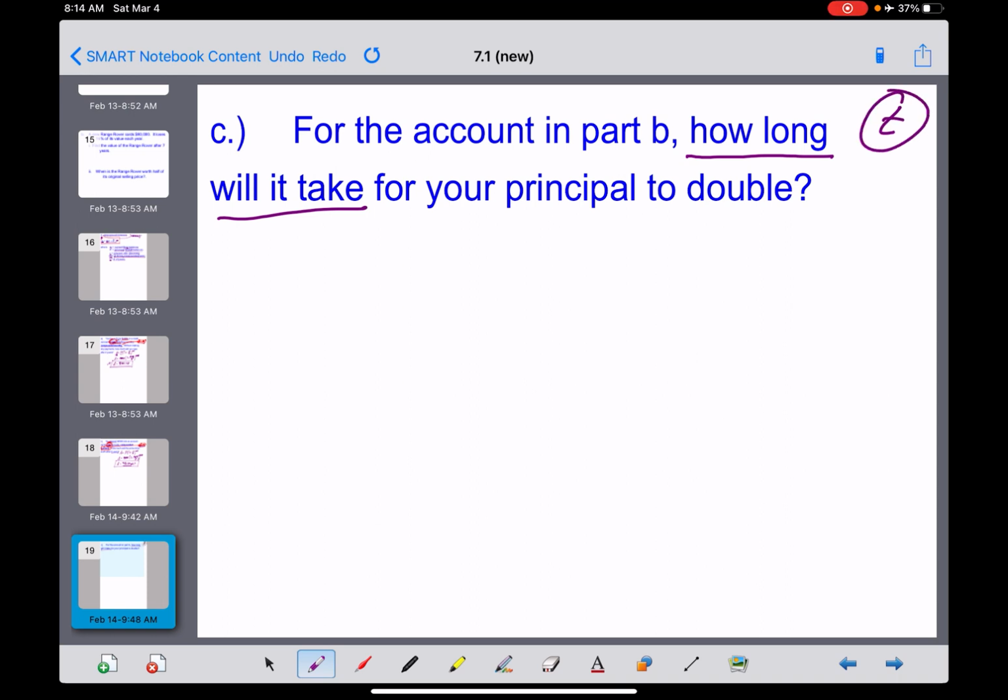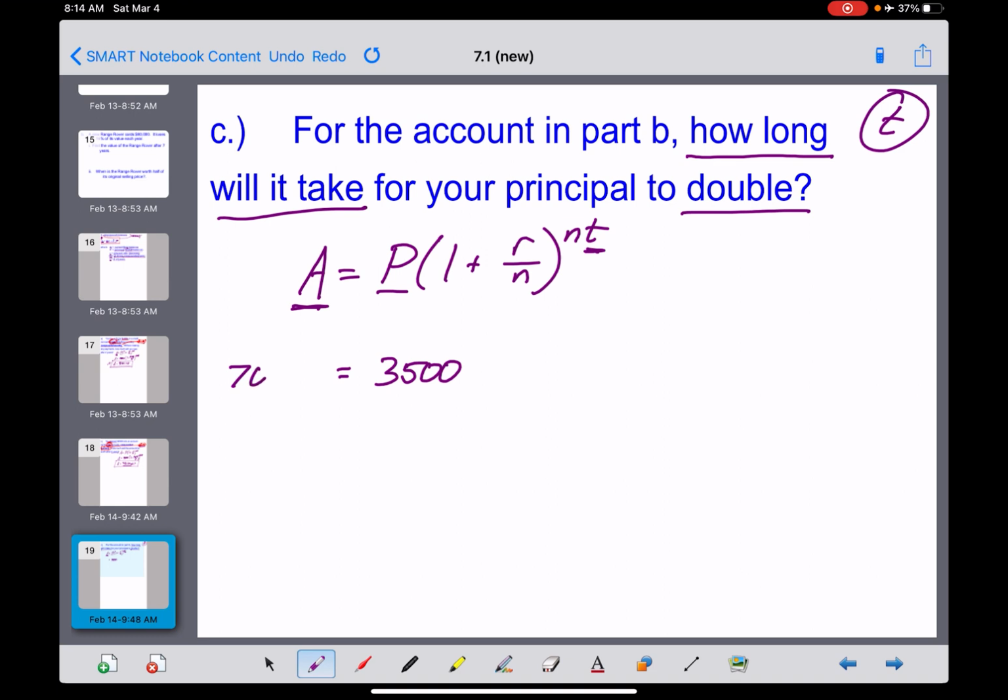So I haven't done that yet, but I start with the exact same formula yet again. A equals P times 1 plus r over n, all raised to the nt power. And if we're looking for time, we better know the value for everything else. Let me actually start right here. The principal is still $3,500. The final amount then, which I'm going to put on the left, I want to be double what I started with. $3,500 doubled is going to be $7,000. That's what I'm hoping to end up with here as my target.